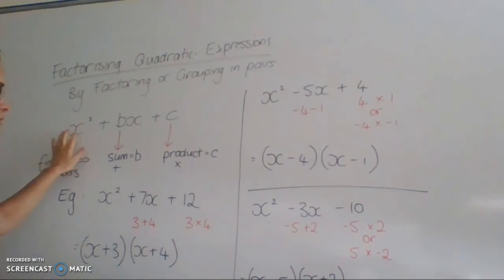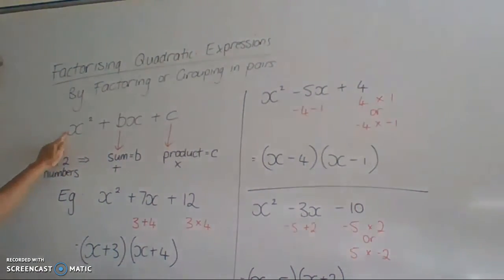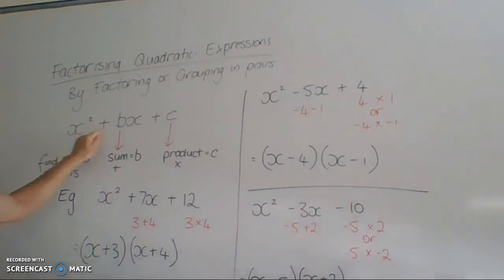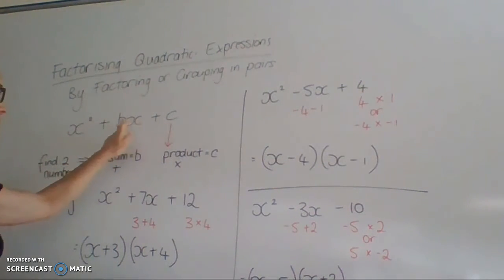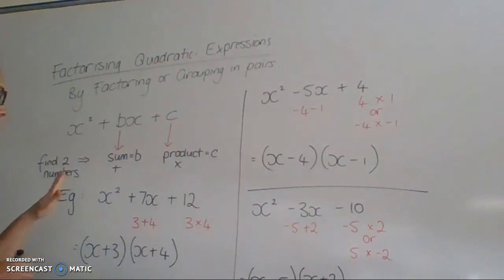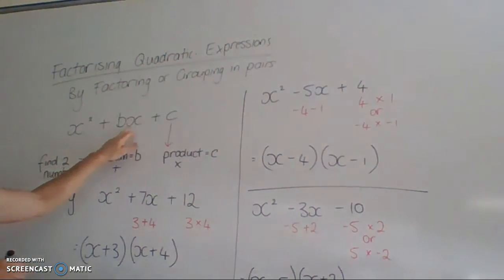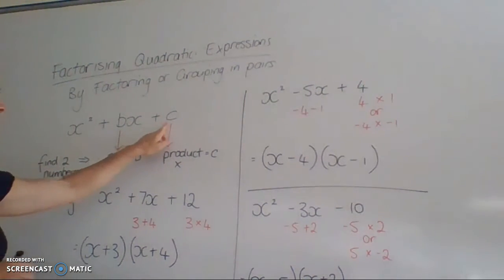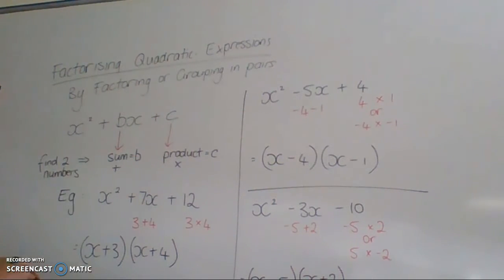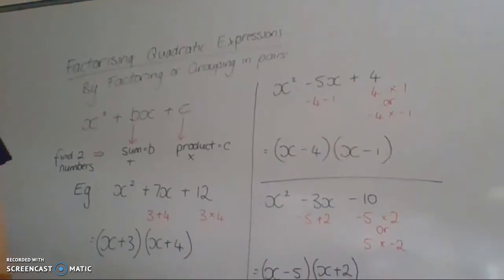So this is the standard form of the monic quadratic because x squared doesn't have a coefficient: x squared plus bx plus c, where b and c have a numerical value. So b must be the coefficient in front of the variable and c must be the constant. Okay, so our first method of factorising quadratic equations is by factoring or grouping in pairs.